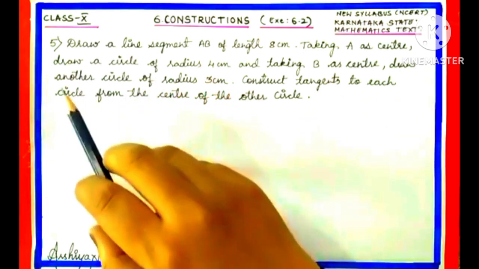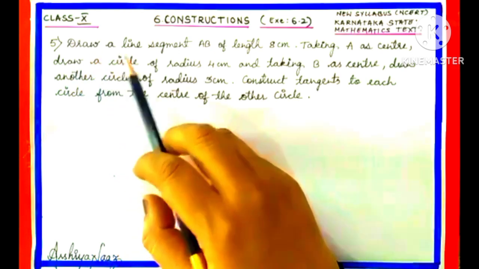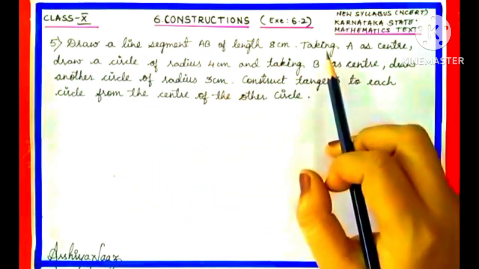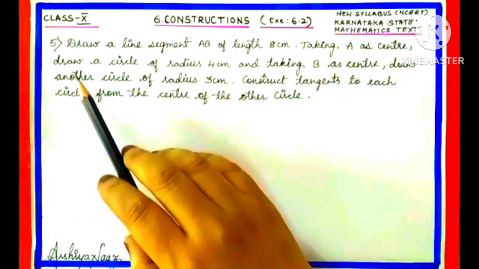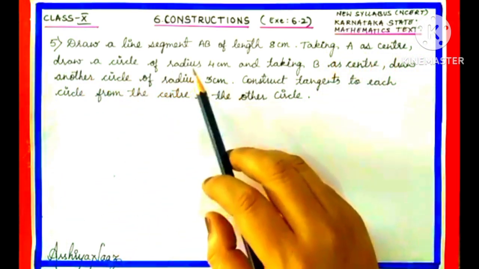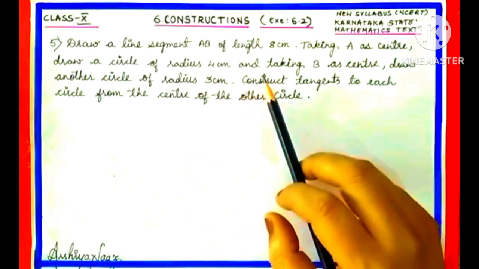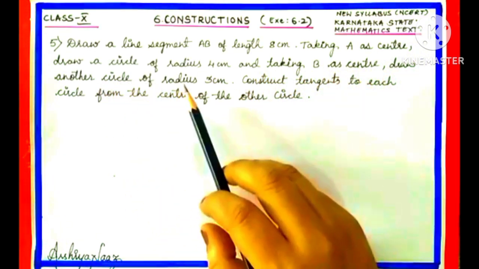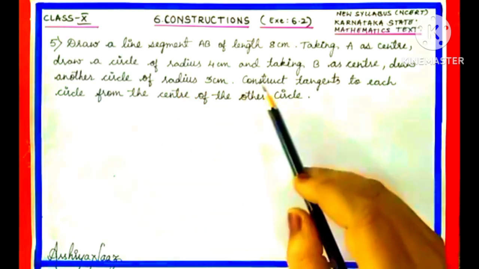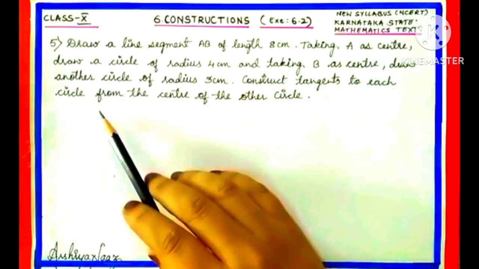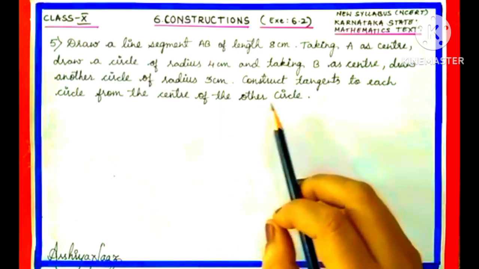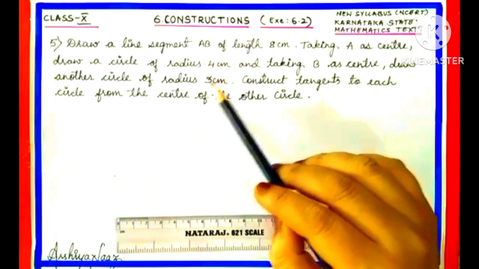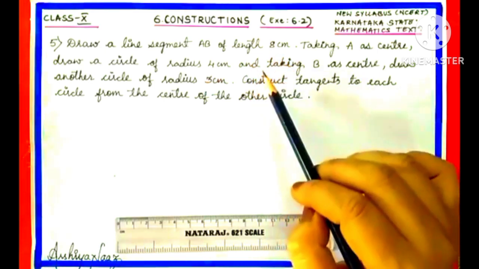Okay, let us start. Draw a line segment AB of length 8 cm. Taking A as center, draw a circle of radius 4 cm. And taking B as center, draw another circle of radius 3 cm. Construct tangents to each circle from the center of other circle. So according to the question, let us start the construction step by step.